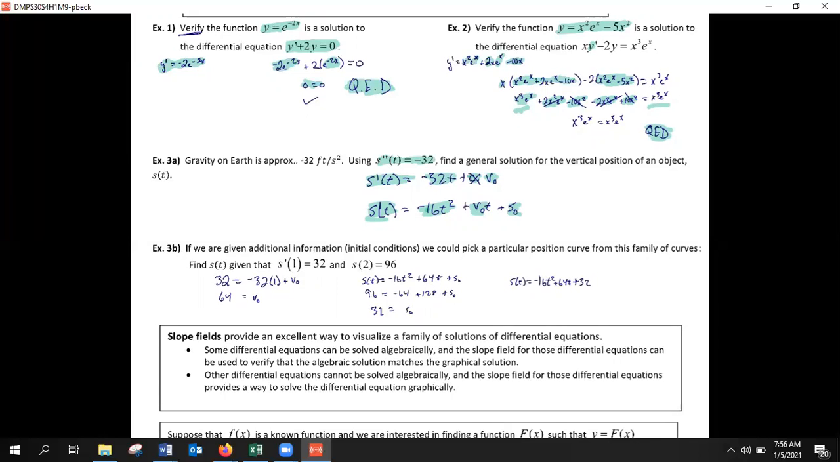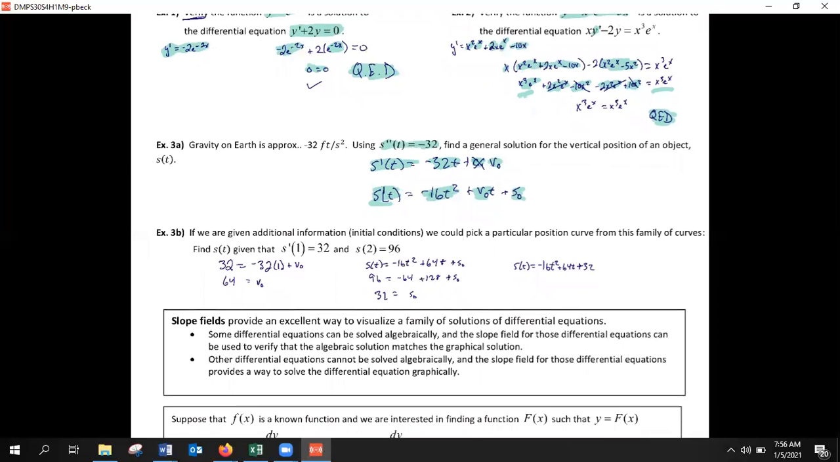So it's a family of curves when we take the integral. When we were working with differential equations, the same thing's true. We can have a whole family of curves that are going to be true. But then if we have some specific information, we can say exactly which one is true. And then slope fields will help us visualize that as well.